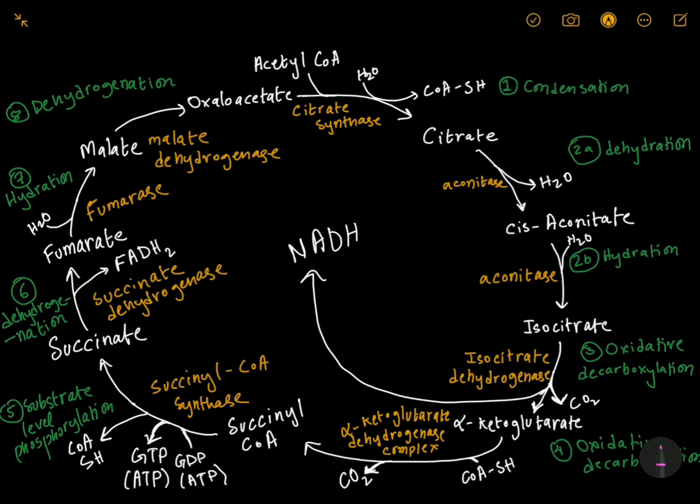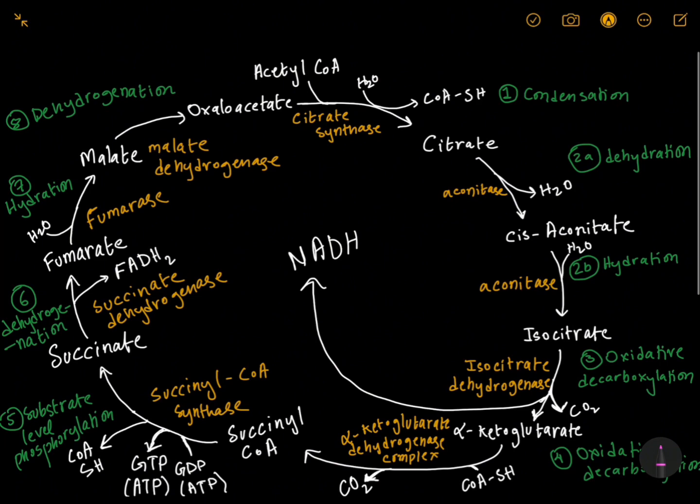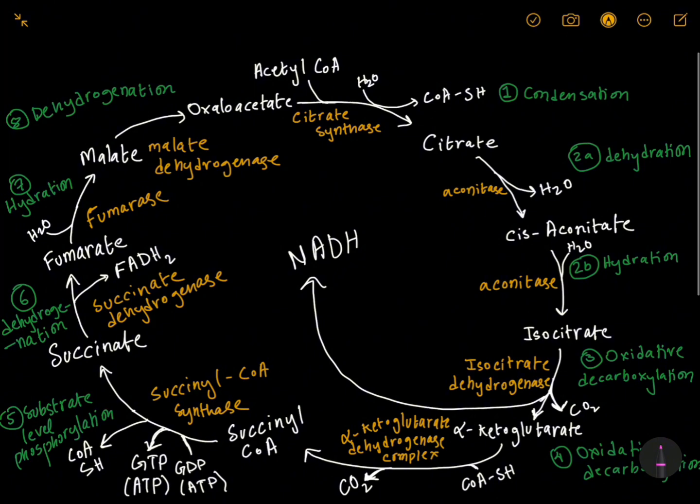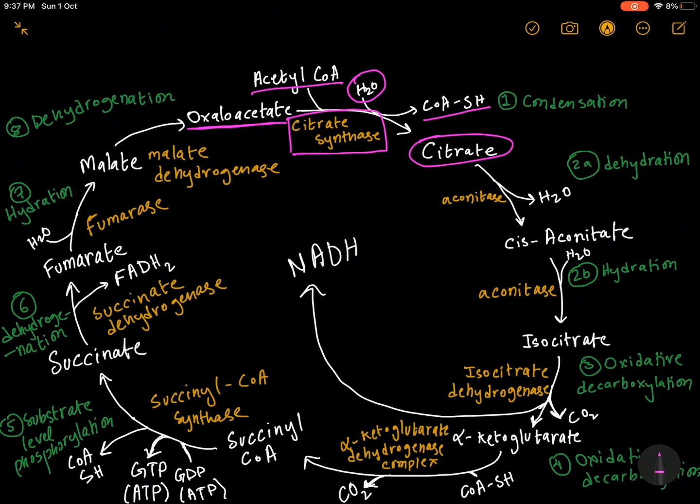So the first step involves a condensation reaction, where acetyl coenzyme A combines with oxaloacetate to form citrate. Now this reaction is catalyzed by the enzyme citrate synthase. And since this is a condensation reaction, water is actually involved as a substrate. And as a byproduct, what we get is coenzyme A, SH, which is basically just acetyl coenzyme A without the acetyl group.